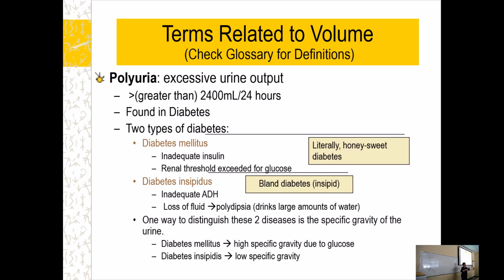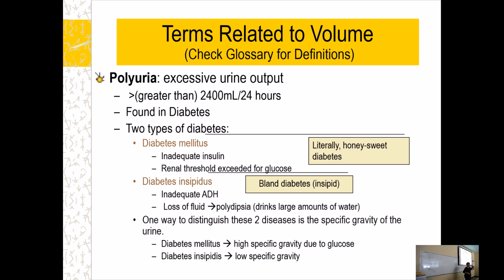And remember, we talked about that osmotic change. The excess water is trying to dilute that urine out because there's so much sugar in it. Because of that, the body is constantly sending more water out in the urine, trying to balance that out. Diabetes mellitus literally translates to honey sweet. It's sweet diabetes. Diabetes insipidus is inadequate ADH, antidiuretic hormone.